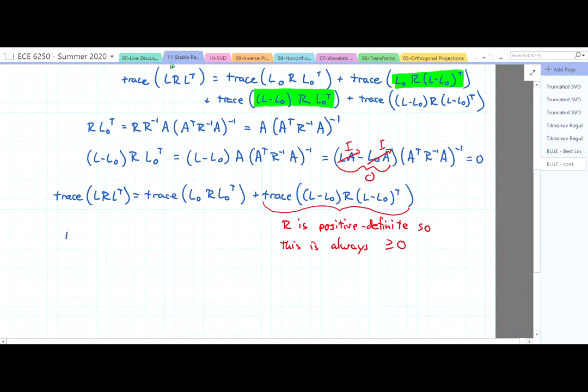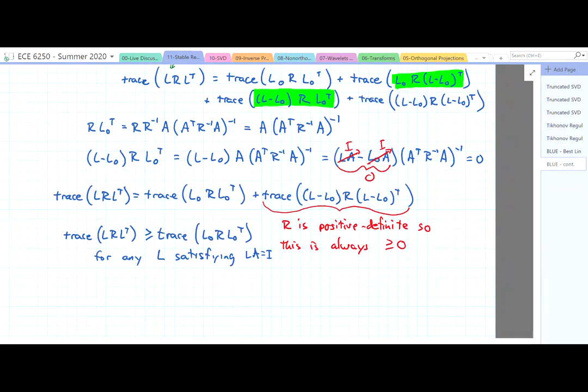Therefore, the trace of L R L transpose is always greater than or equal to the trace of L naught R L naught transpose for any L satisfying L A equals I. So we have now proven that that worked.